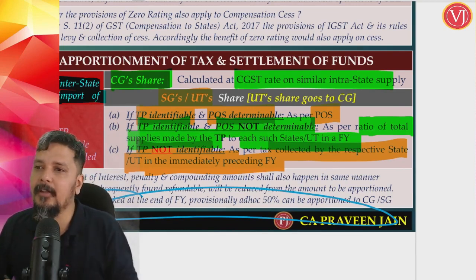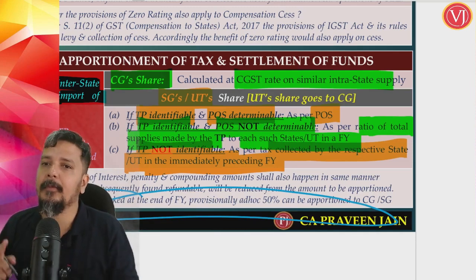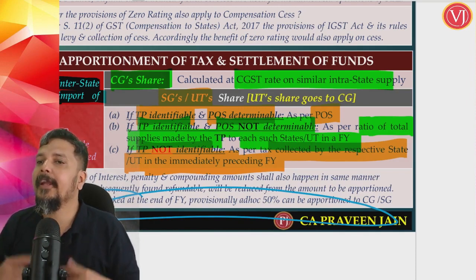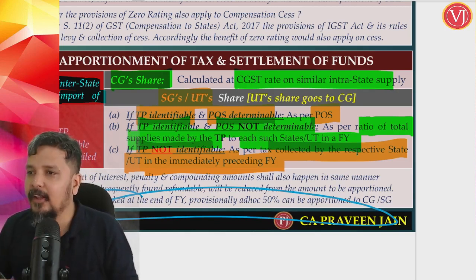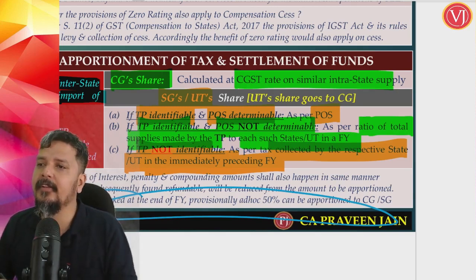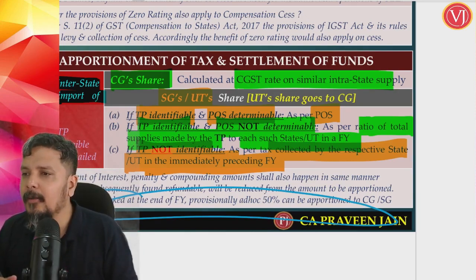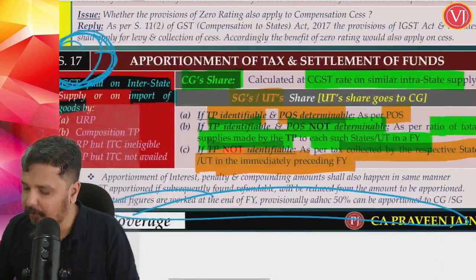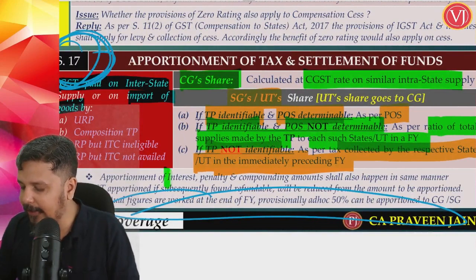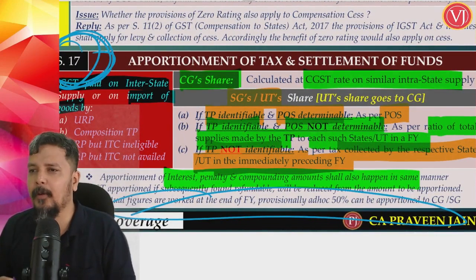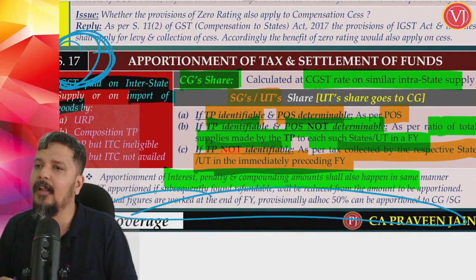If you know the taxable person but not the POS, give it in the ratio to those states to which that taxable person paid in that year. If you are not aware even of the taxable person, give it to all the states and union territories based on the revenue collected during the preceding financial year. The same formula will be applied for interest, penalty and other amounts. Exactly the same formula will be applied.